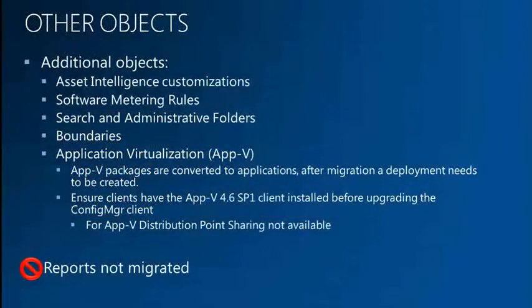Some of the other objects that are supported for migration: AI, metering rules, we showed that. App-V. So App-V is actually converted into an application, so it'll get a new deployment type with an App-V. App-V does not work for shared distribution points in that sense because it's converted into an app, and so the content's different. And the reports are not migrated.